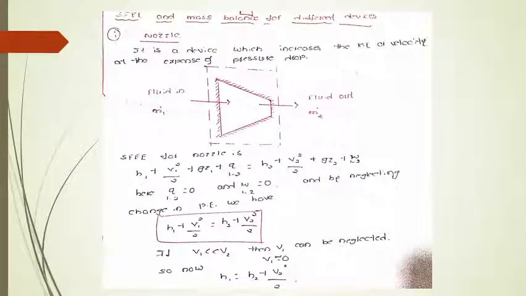Now let us apply the steady flow energy equation and mass balance equation for different engineering devices. So let us consider a nozzle. We know that a nozzle is a device which increases the kinetic energy or velocity at the expense of pressure drop. In the nozzle, pressure drops and its velocity increases. So let us consider a typical diagram for a nozzle.